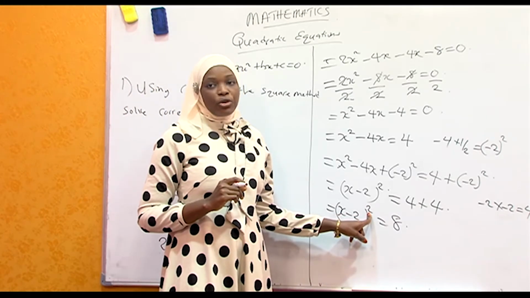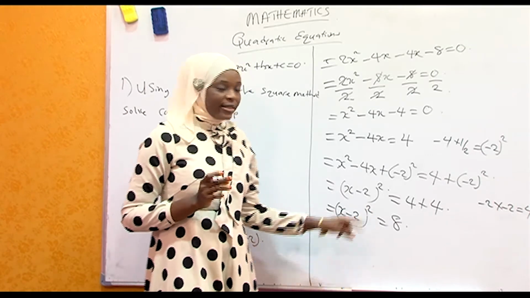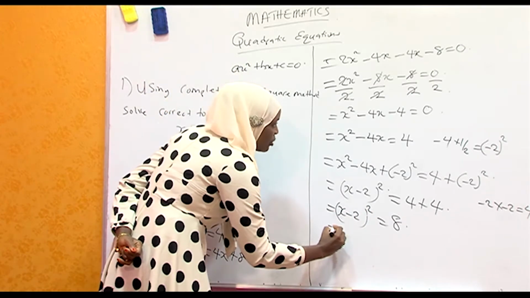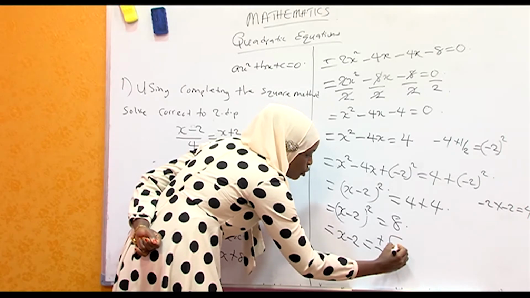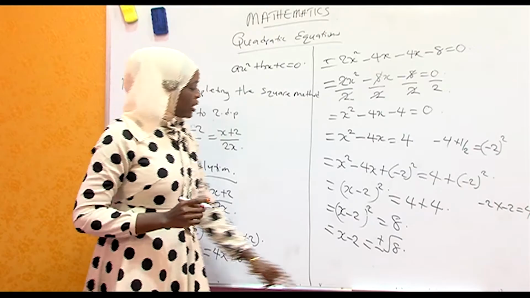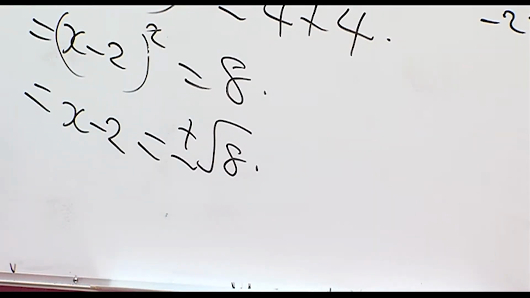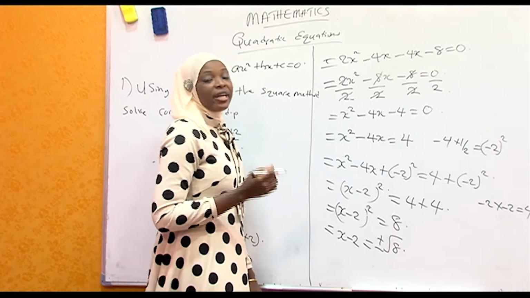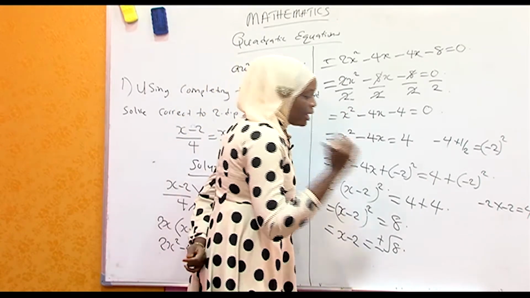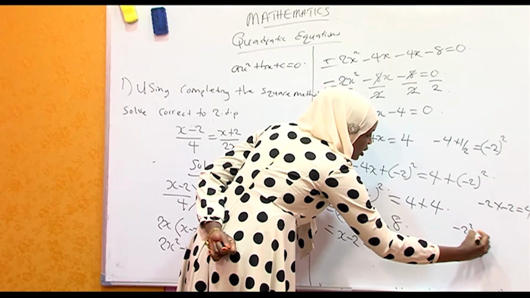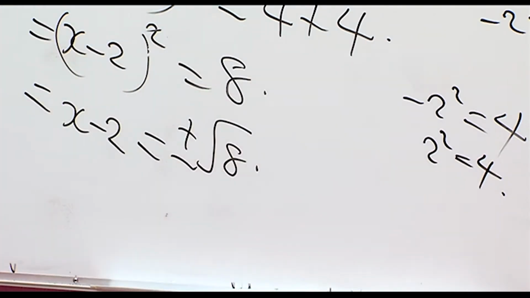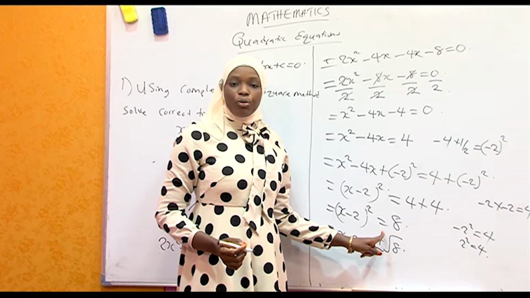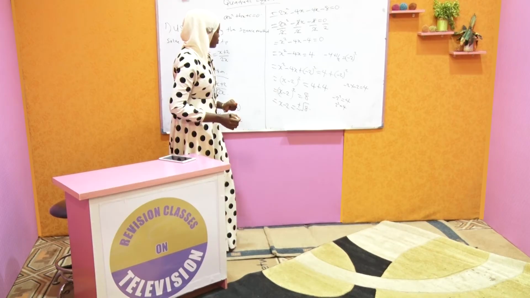Now, taking square roots of both sides in order to cancel the square that is here. So if you take square roots of both sides, we have x minus 2, the square root, we cancel this square here, is equals plus or minus square root of 8. Why are we putting plus or minus in square roots? Because the square of a positive number or a negative number will still give you that positive number. Let me prove that. If I have minus 2 squared, it will still give me plus 4. And if I have 2 squared, it will still give me plus 4. That is why anytime you have taken square root of any number, you make sure you put your plus or minus the square root. So now let's proceed.